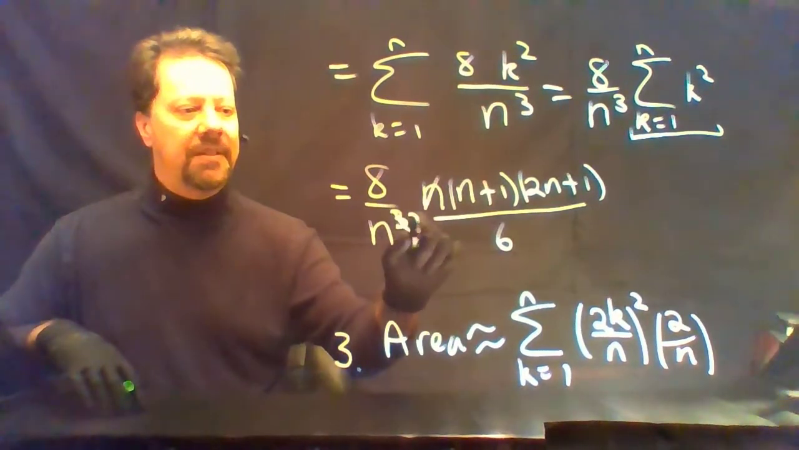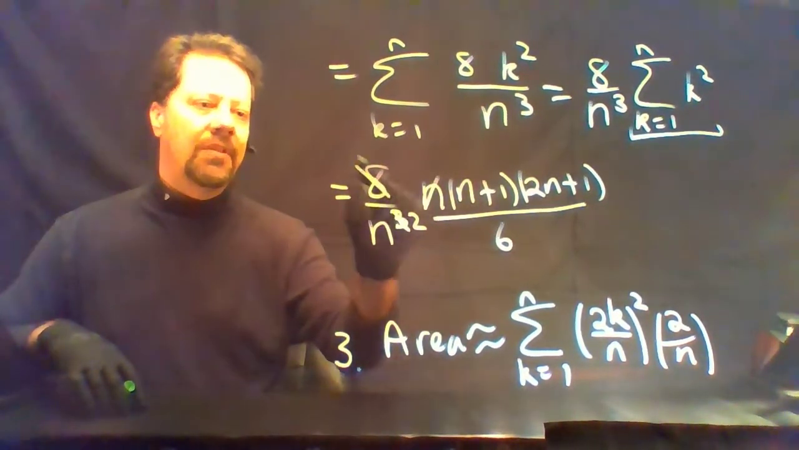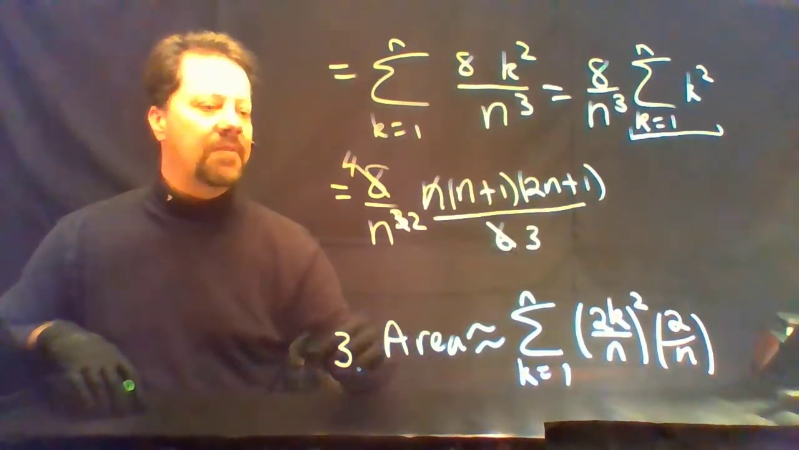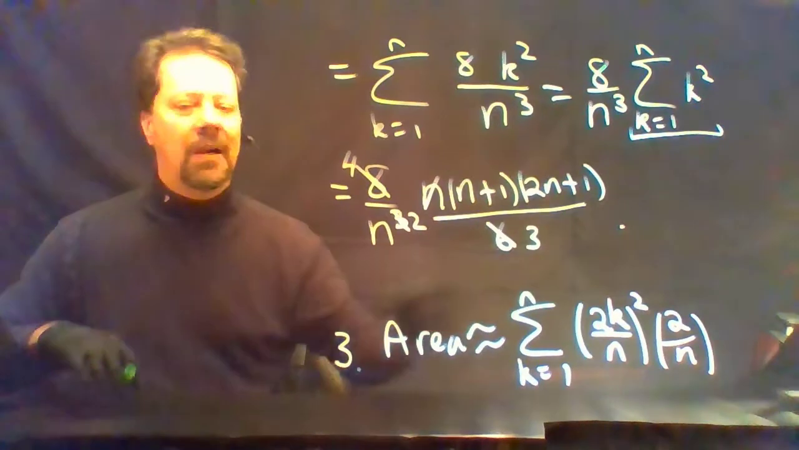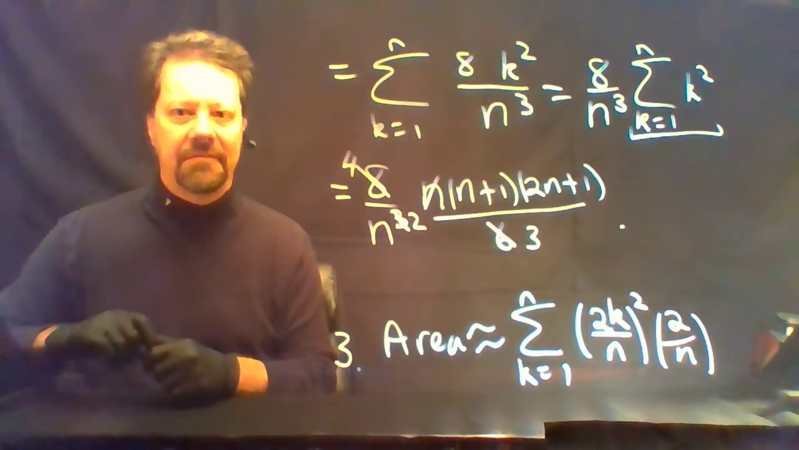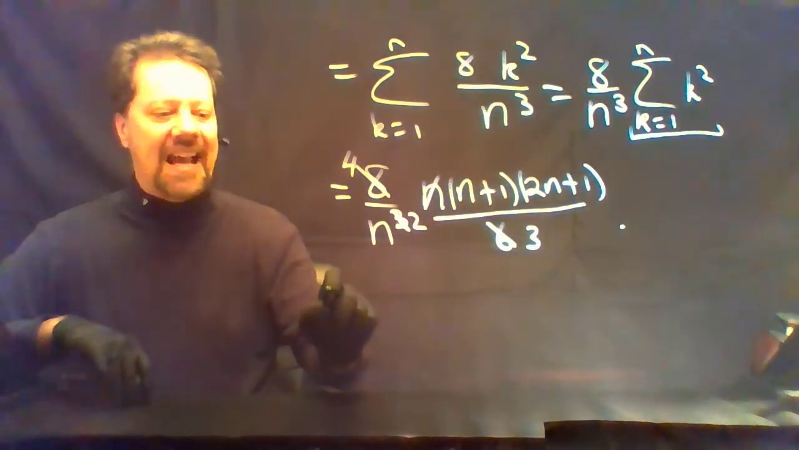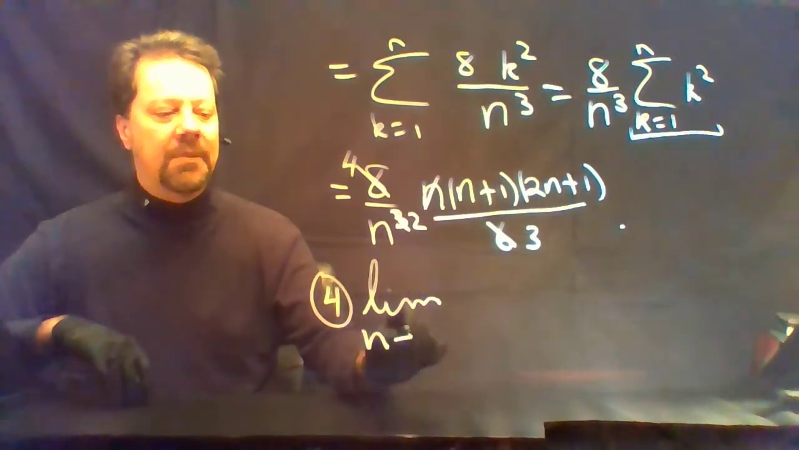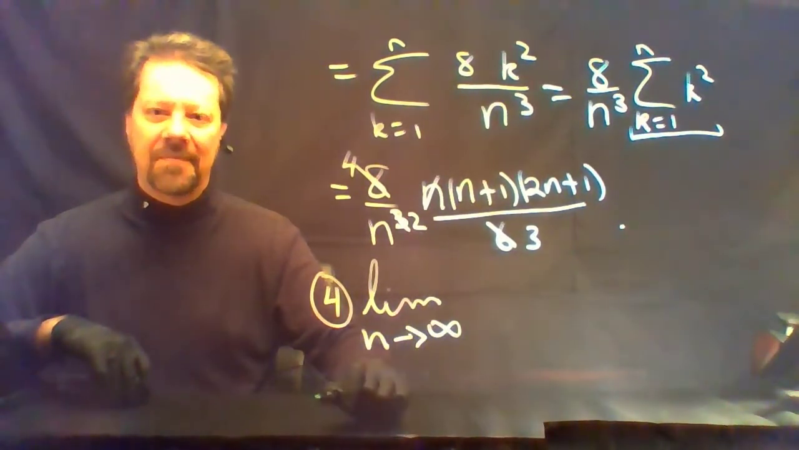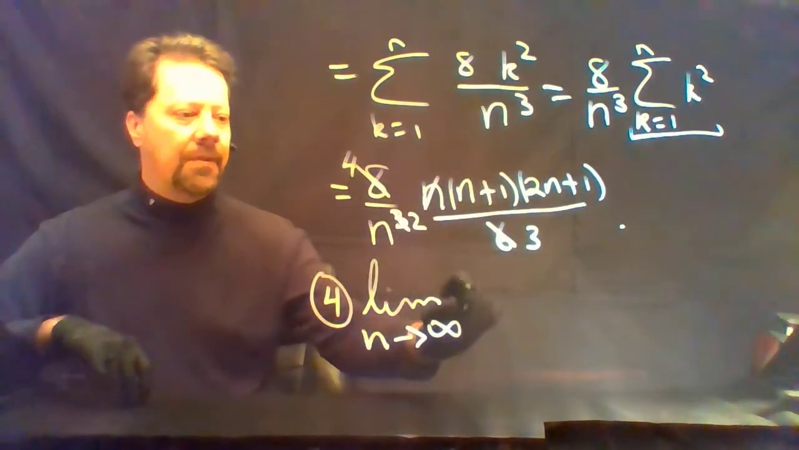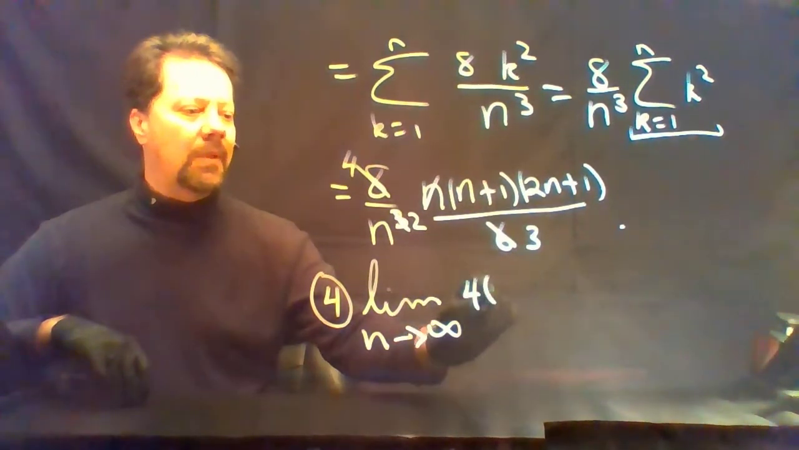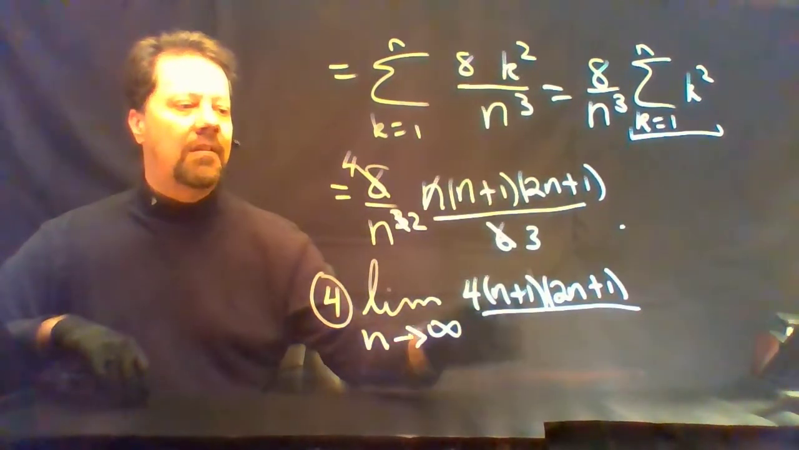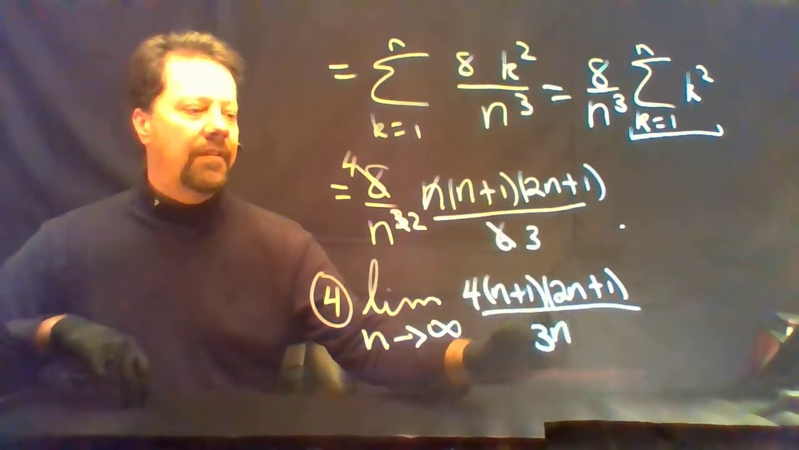Simplifying just a bit, 2 goes into 8 4 times, 2 goes into 6 3 times. We have an approximation to the area of the undergraph. We can find the exact value of that area by taking a limit now, as the number of subdivisions goes to infinity. What's left over is this 4. We'll have n plus 1 times 2n plus 1 all over 3n squared.